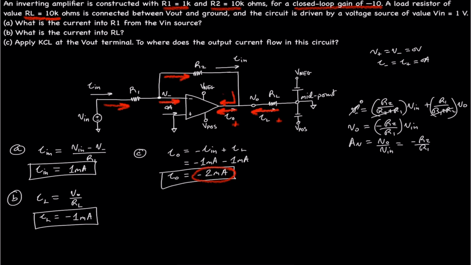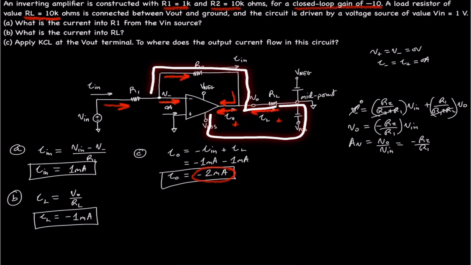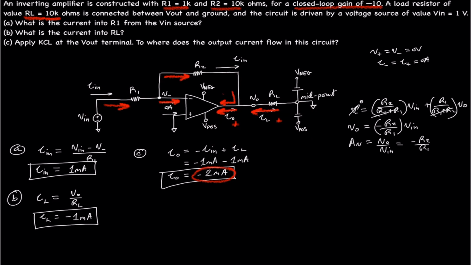So that would be this. We would see the current flowing through the load, then flowing this way, and because it can't go into V minus by virtual short, 0 amp, no current flows into V minus, it then flows into the input source, and that would be sort of charging a battery or something like that. So that's it for this problem.